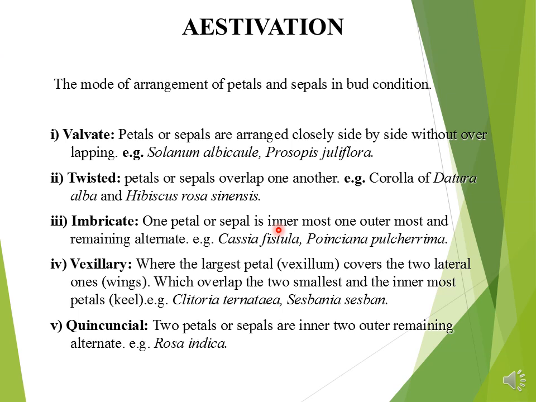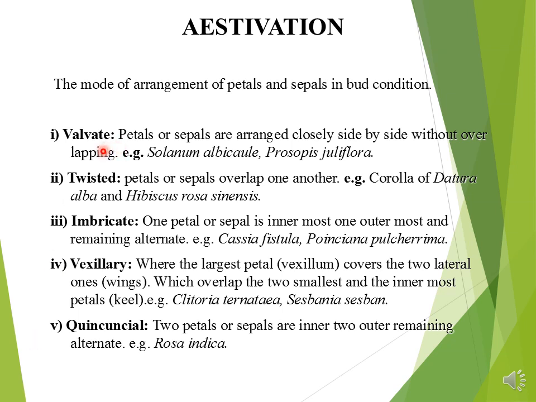Now starting with estivation. Estivation is the mode of arrangement of the petals and sepals in bud condition. It is divided into five types: valvate estivation, twisted, imbricate, vexillary and quincuncial estivation.